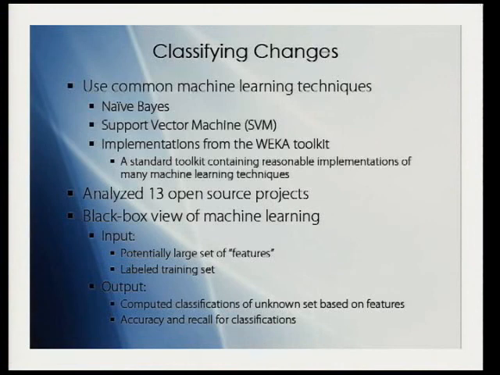So to do that, we use machine learning algorithms. We basically use two algorithms, naive Bayes and support vector machine, which are implemented in the Weka toolkit. And then we analyze 13 open source projects. The basic idea of machine learning is we can take a bunch of features with a labeled set, and then it can train a classifier. Later, we can feed an unknown set of features, and then the machine learning algorithm can classify the instance as buggy or non-buggy. That's the basic idea of machine learning.